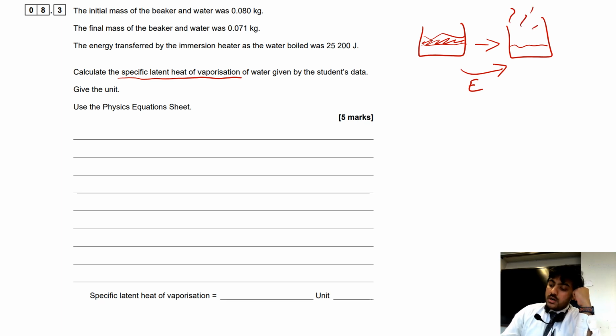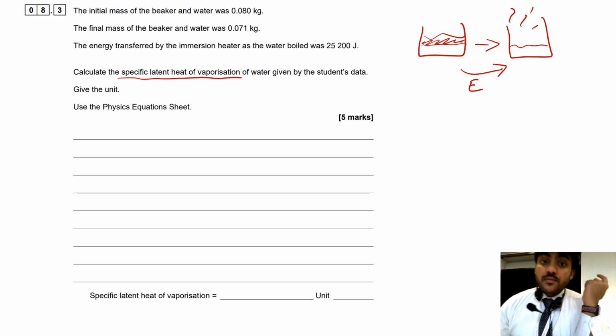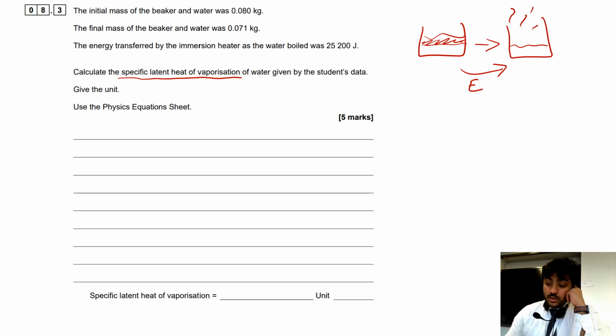We want to know how much energy that is for 1 kilogram. How much energy would I have to use if I had to change 1 kilogram of water into steam? Complicated question, but easy because it's maths. Right, so first things first, let's find what equation I need to use for specific latent heat of vaporization.